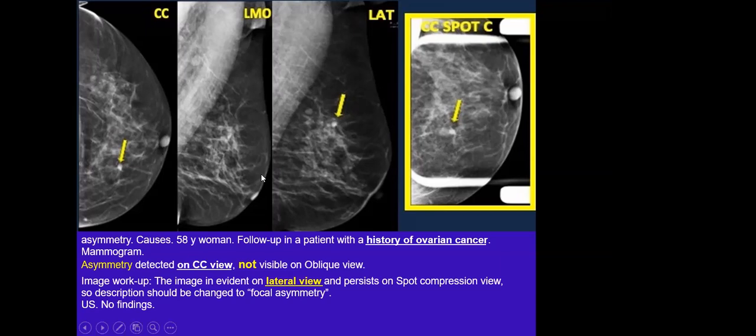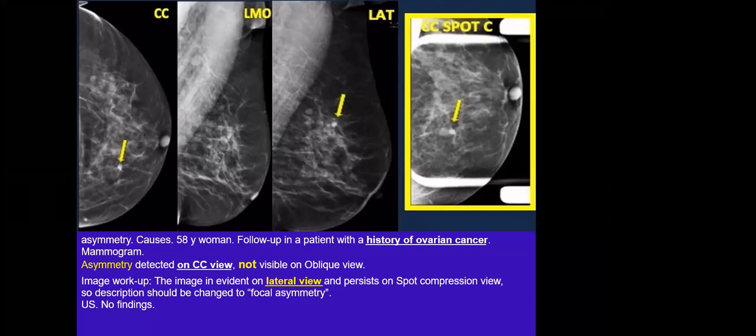Okay, so it is focal asymmetry, but ultrasound shows no findings. So either we move to other imaging, or follow up after 6 months or a short interval. I will not accept that. We move to MRI or tomography, either to go for another view, another modality, or to do a biopsy.